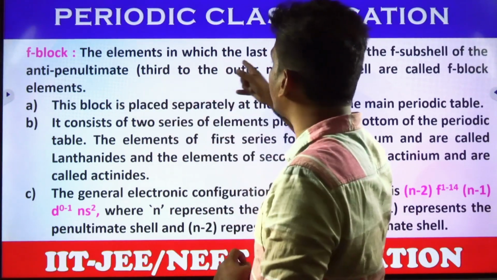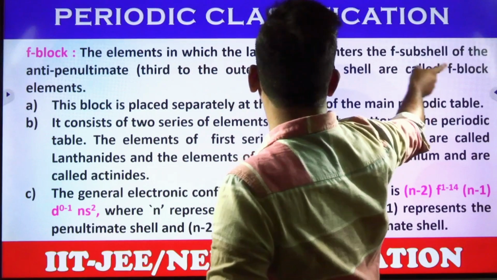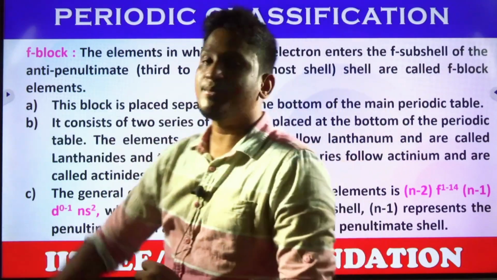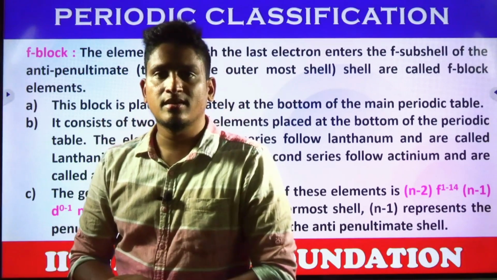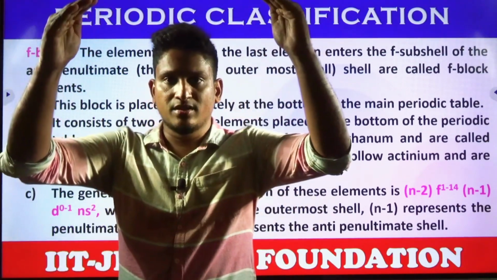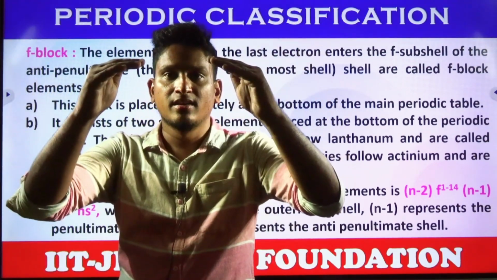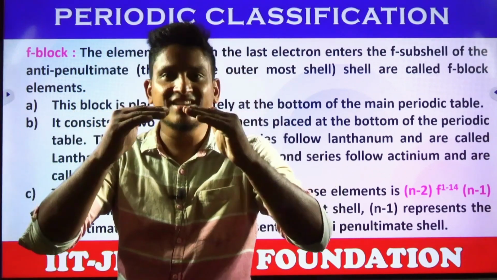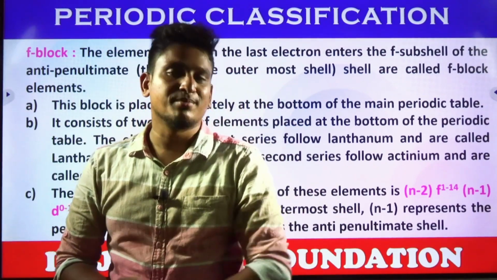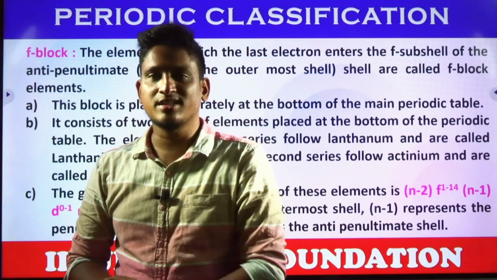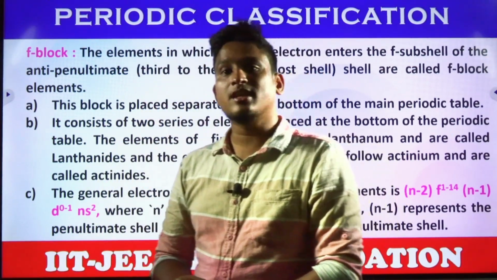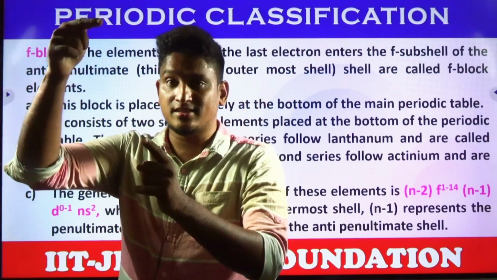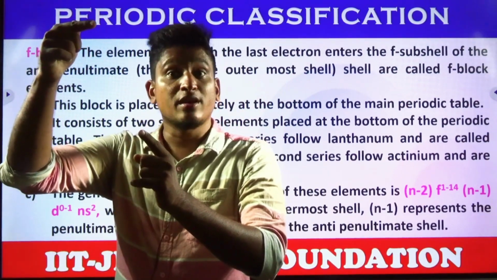So these are the elements in which the last electrons enter the F subshell of the anti-penultimate shell. You already know penultimate. What is this anti-penultimate? The last shell is the valence shell. The last but one is the penultimate. And before this penultimate is the anti-penultimate shell, students. That means the last but two shell is called the anti-penultimate shell. Yes or no? Simply, when will 4F start? 4F will start after 6s. Got the clarity? 4F will start after 6s.